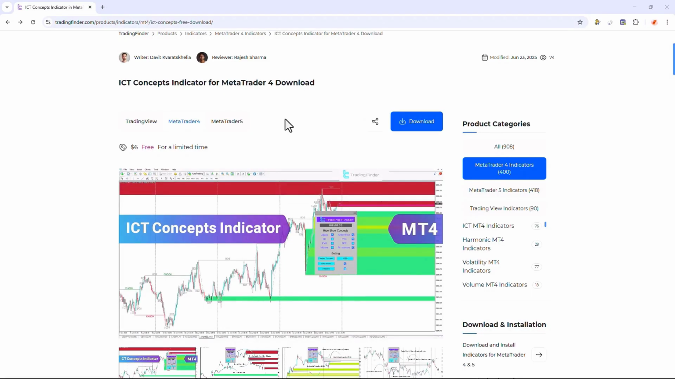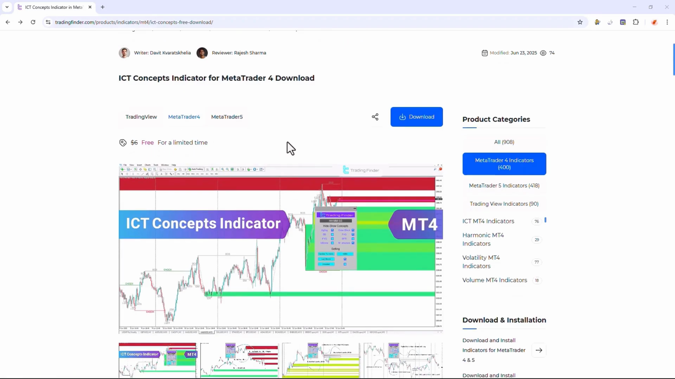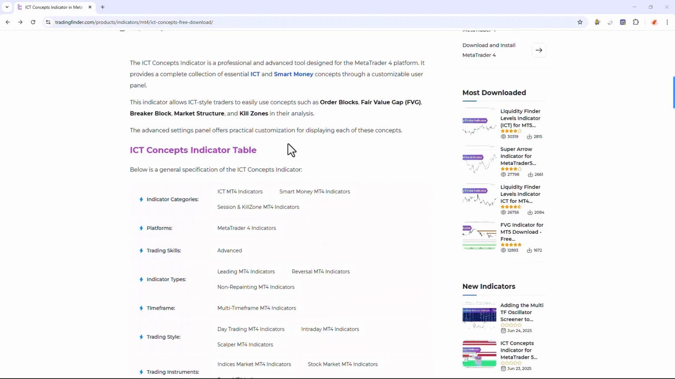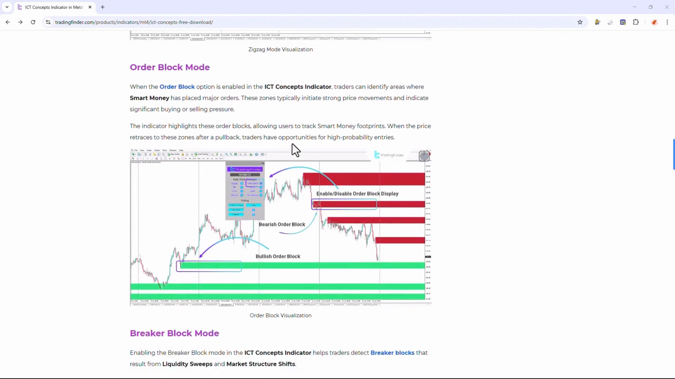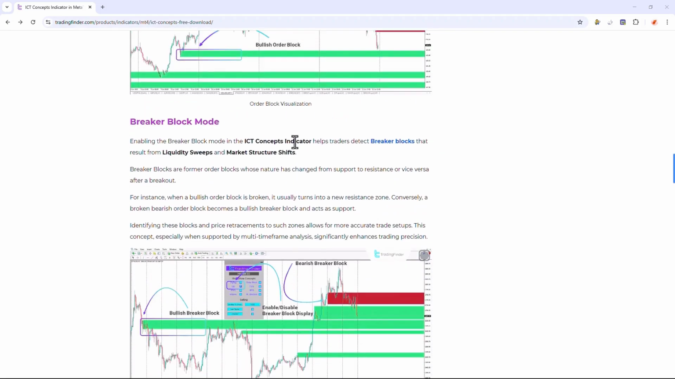the ICT concept indicator, which has been provided by the TradingFinder website for various platforms. From this section, you can download the indicator file for MetaTrader 4 and MetaTrader 5 platforms and run it on your chart. Additionally, traders can read this page to learn about how the indicator works and its functionality.